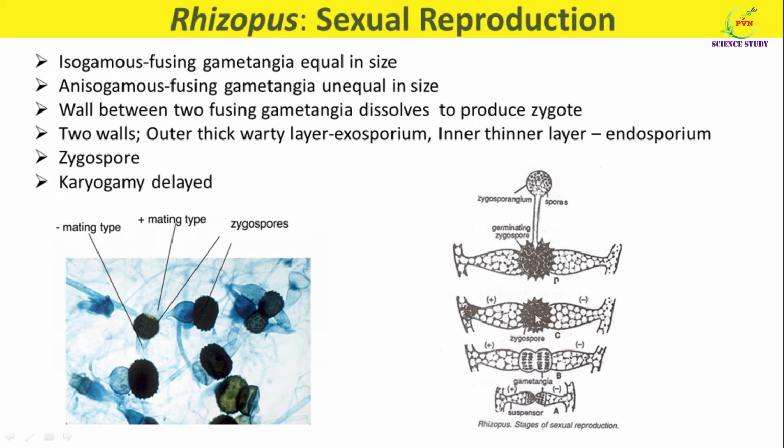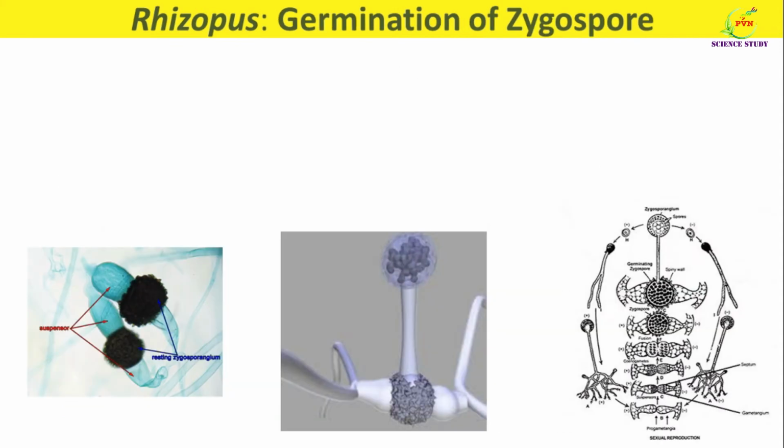In the zygospore, the nuclei of opposite strains form pairs, but the karyogamy is delayed. That means there is only pairing of plus and minus strain nuclei, but they are not united. The fusion of nuclei is known as karyogamy, but here the karyogamy is delayed. The unpaired nuclei degenerate. The next step is germination of the zygospore.